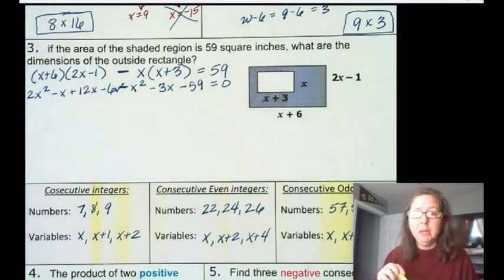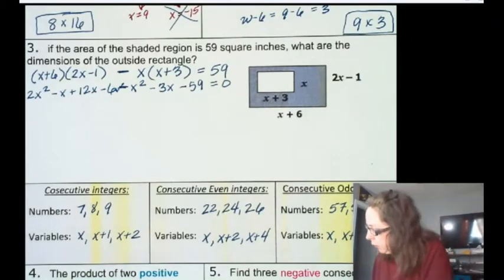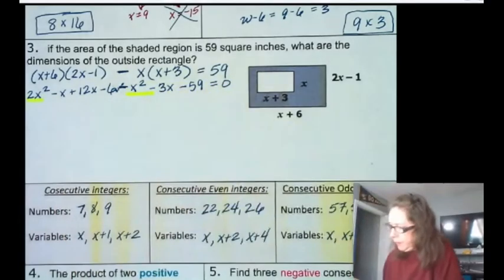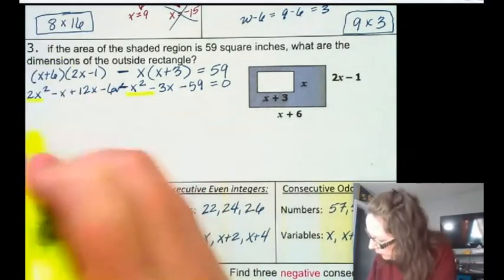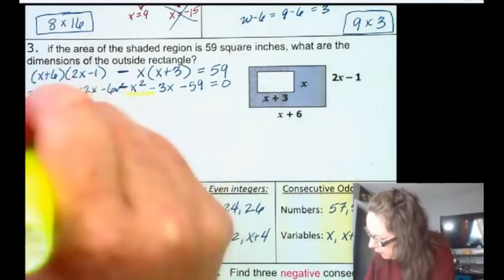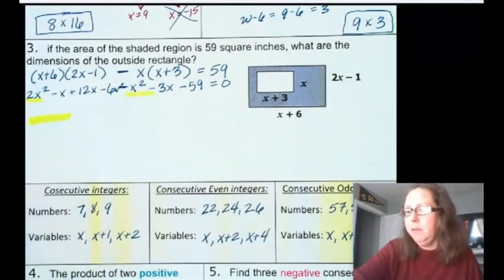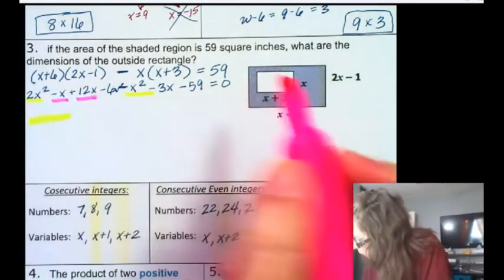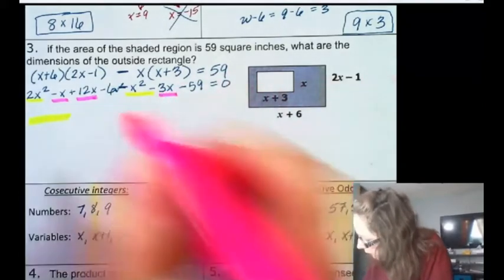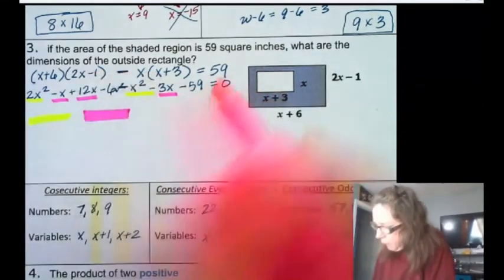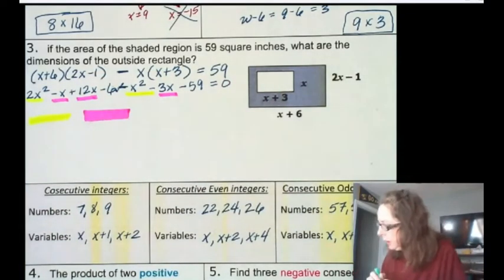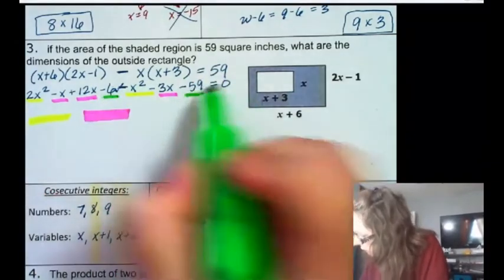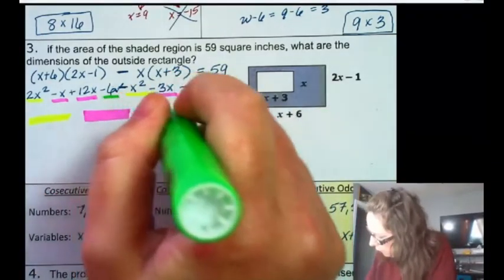I just need to combine my like terms. So my x squares and my x squares are right here. And that is going to give me, okay, what goes there? Second, I will combine all of my x's. And 3x, and that's going to go there. And lastly, I will combine just my constant terms. So this is a negative 6 and a negative 59. And that will go there.